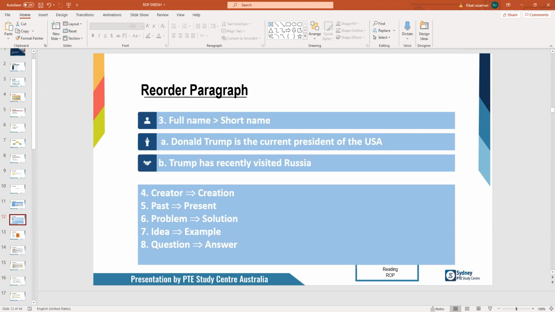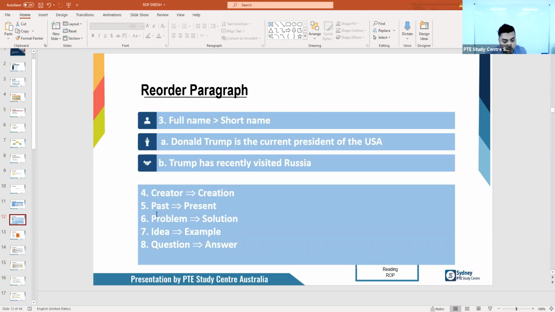Yes. So if you've got two sentences with the name, saying Donald Trump is the current president of the USA, what is Donald Trump? Donald Trump is a full name, isn't it? And there is another sentence saying Trump. It's his short name. So you will put Donald Trump is the current president of the USA as your first sentence, and then you'll go for your second sentence with the short name. Okay.